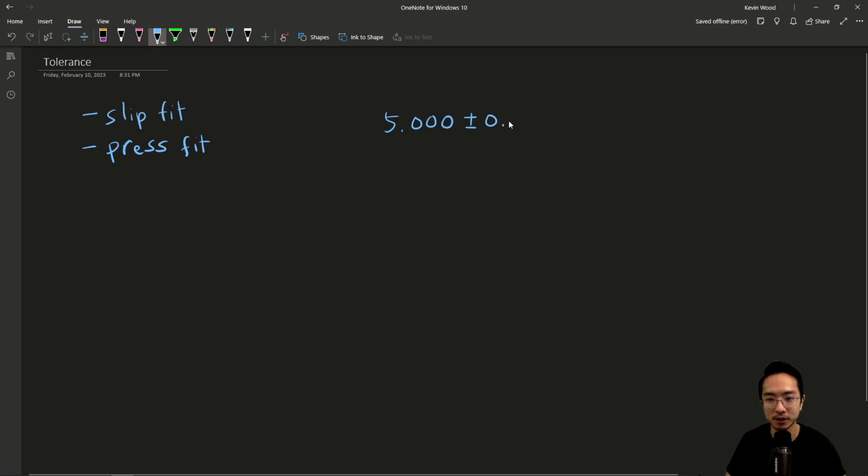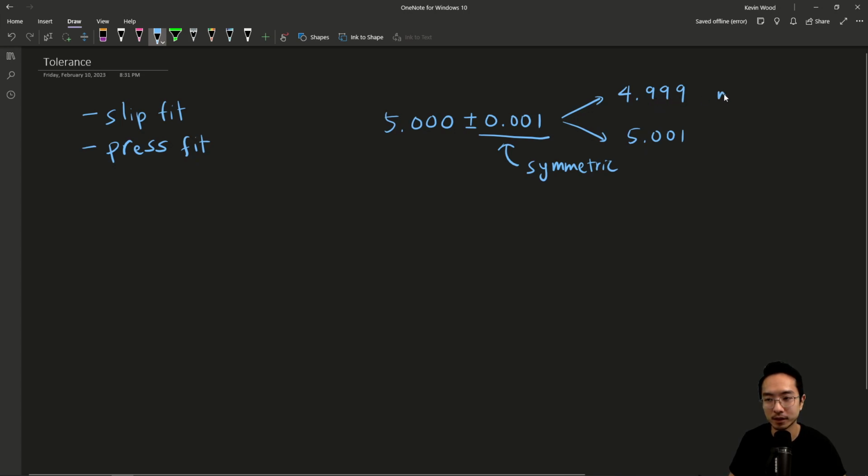So let's say, for example, you have 5 plus or minus 0.001. So what does that mean? It means you have a number 5, and then the minimum is going to be 4.999, which is 5 minus 0.001, and then the upper limit is going to be 5.001. So this sort of tolerancing is called a symmetric tolerance. Symmetric because it's the same for the plus and minus.